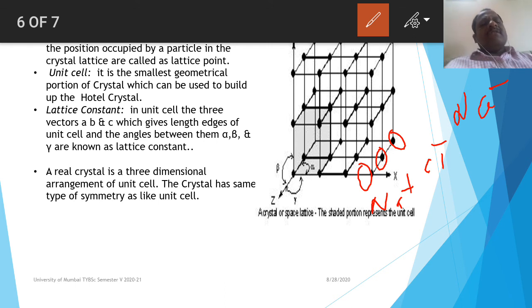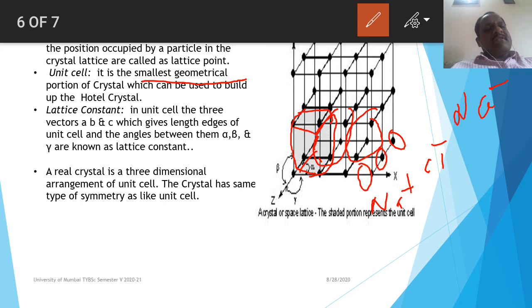What is a unit cell? It is the smallest geometrical portion of a crystal. So this is the crystal. In that crystal, if you consider this small portion, that portion is called a unit cell. This is one unit cell. This will be another unit cell. This will be another unit cell. So there are many unit cells present in a crystal. The smallest geometrical portion of a crystal is called a unit cell.